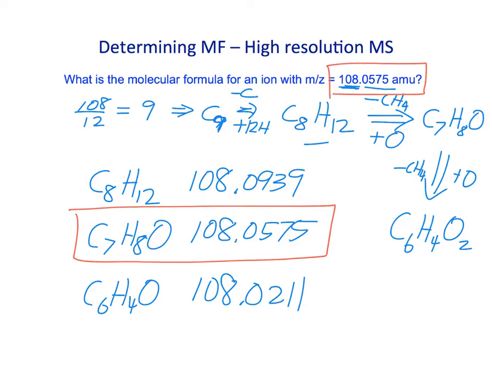So if you wanted to know the formula, you probably have to pay a little bit more for somebody to run a high-resolution mass spectrum. But you can do that, measuring it out to, say, 4 decimal places. And as the molecule gets bigger and bigger, you may not always be able to pick out a single formula, but you can at least narrow it down.